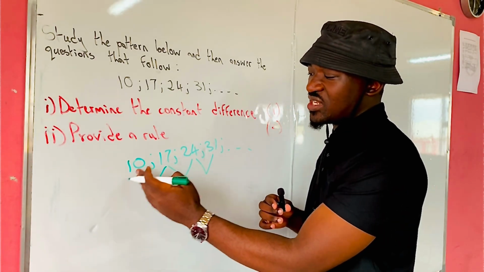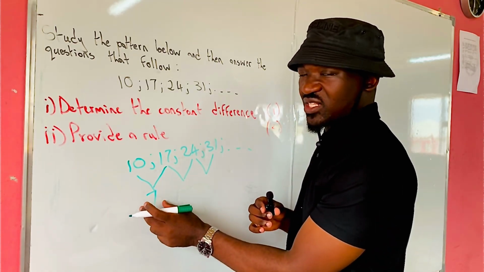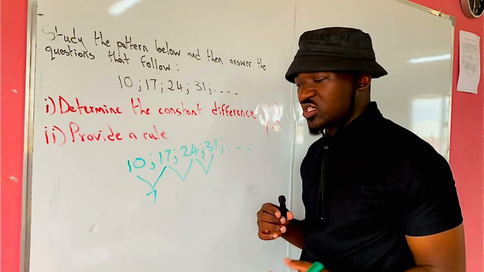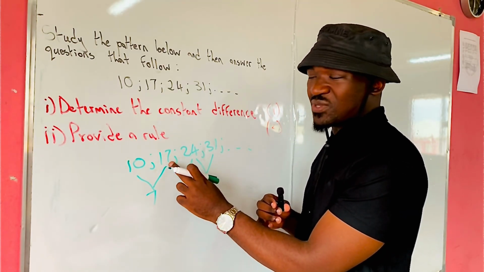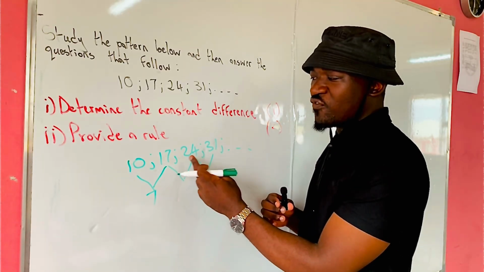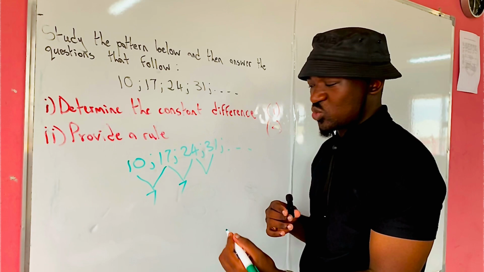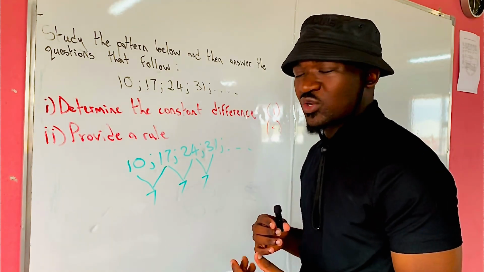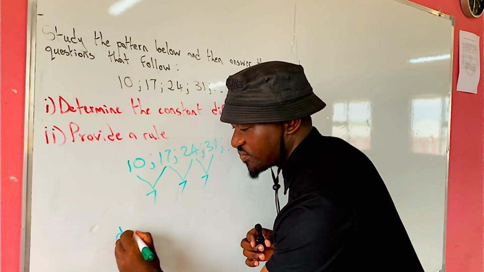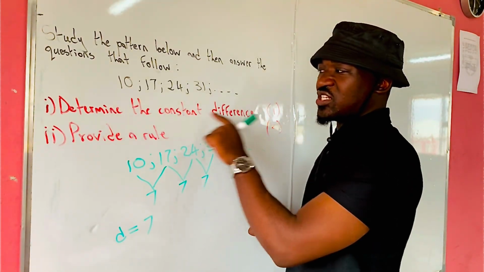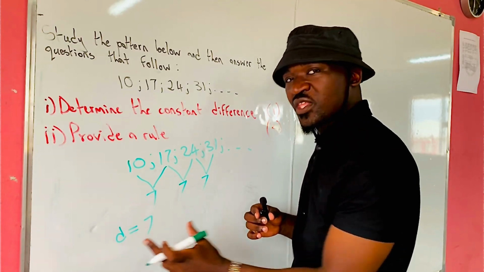So when we're saying 17 minus 10, we simply get 7. And remember, just by finding this number in grade 8, you know very well that this is my constant difference. Why? Because when I subtract 17 and 10, I get 7. 24 minus 17 is simply 7. Then 31 minus 24 is simply 7. Now I know that my constant difference is 7. We consider 7 as D. D is 7. You've answered your first question, which is 1 mark. Now we have 7. We move.